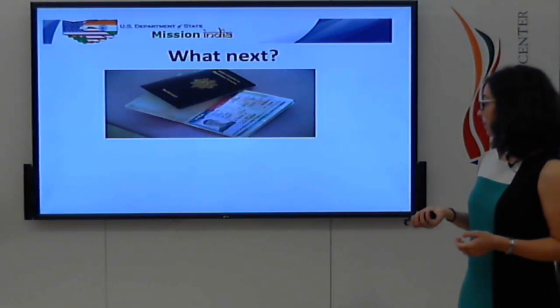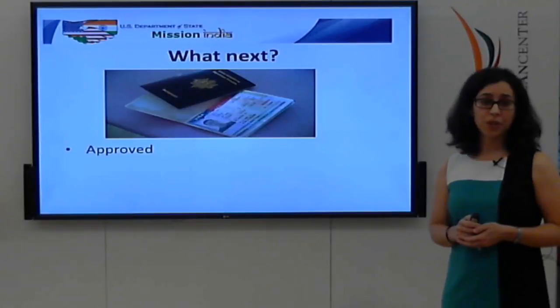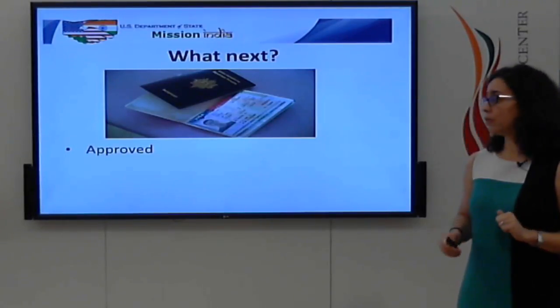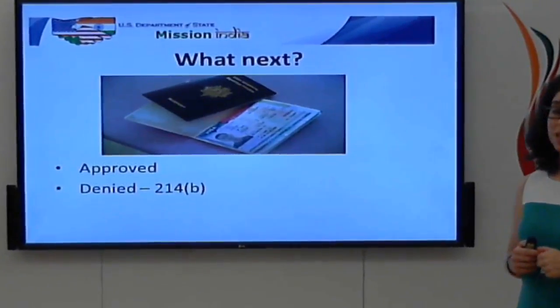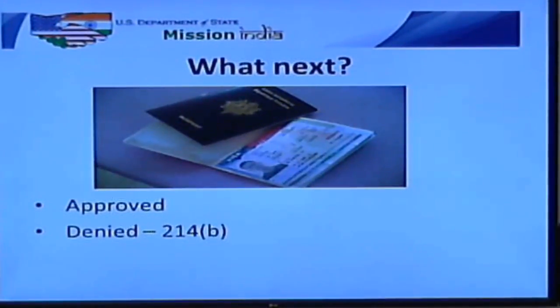So what happens next? At the end of the interview, you are either approved or denied the visa under Section 214B. Section 214B is part of U.S. immigration law. And what that law tells us consular officers is that anybody coming to apply for a visa, we are supposed to assume that they are an intending immigrant unless they convince us otherwise. So one of the things that we're looking to do is to determine what are your future plans, what are your ties to the country.